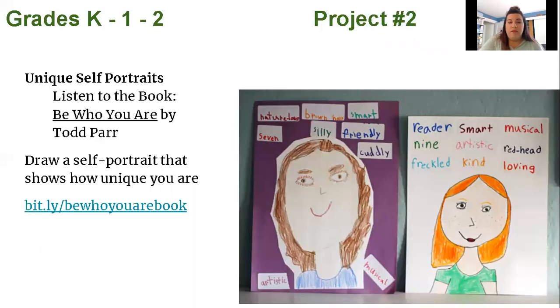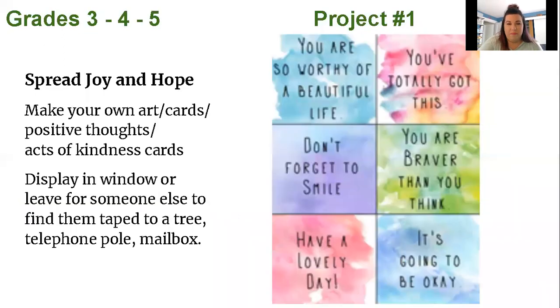Project 2 is making a unique self-portrait. We're going to first listen to the amazing book called Be Who You Are by Todd Parr. And then you're going to draw yourself in a portrait that shows how unique you are. This is an example that I found, but you don't have to make yours look like this. This was just something I found when I typed in unique self-portrait. But you can make your self-portrait look however you want. You don't have to have words if you don't want to. If you want to hear the book first, you're going to go to bit.ly/bewhoyouarebook. All one word, all lowercase.